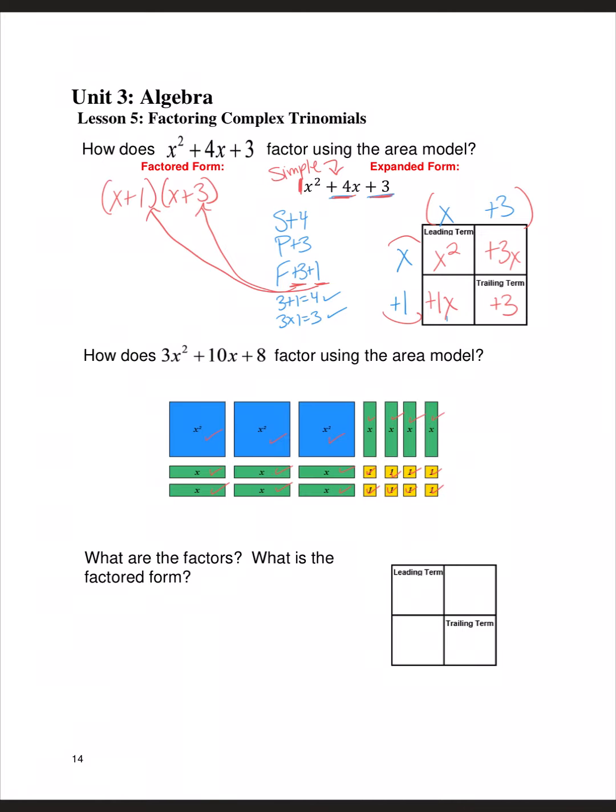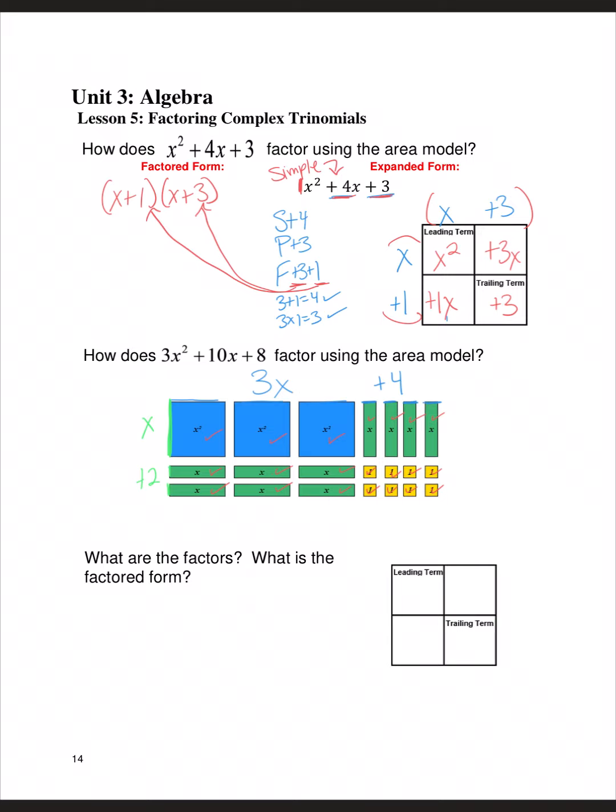So if we wanted to represent that, across the top we have 3x, and then on the side here we have plus 4, right? We're looking at the width of each tile piece. And if we look down the side, this width represents x, and then this is a width of 1, 2, so we have a plus 2.